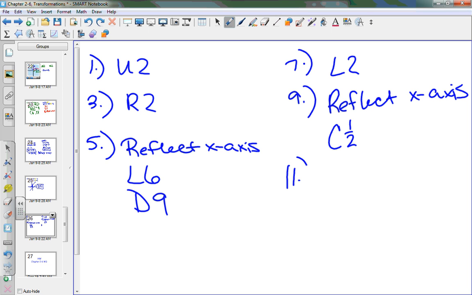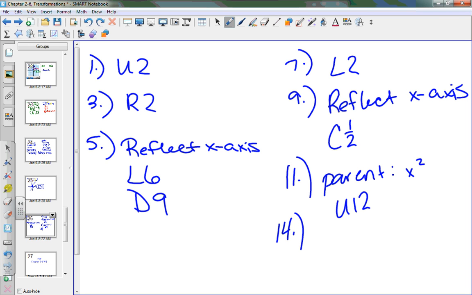Number 11, the directions say identify the parent function f that is related to g. So I have g of x is equal to x squared plus 12. So what is my parent function? X squared. Good job. Then it says describe the transformation from f to g. So what did I do from x squared to get x squared plus 12? Up 12. Very good.